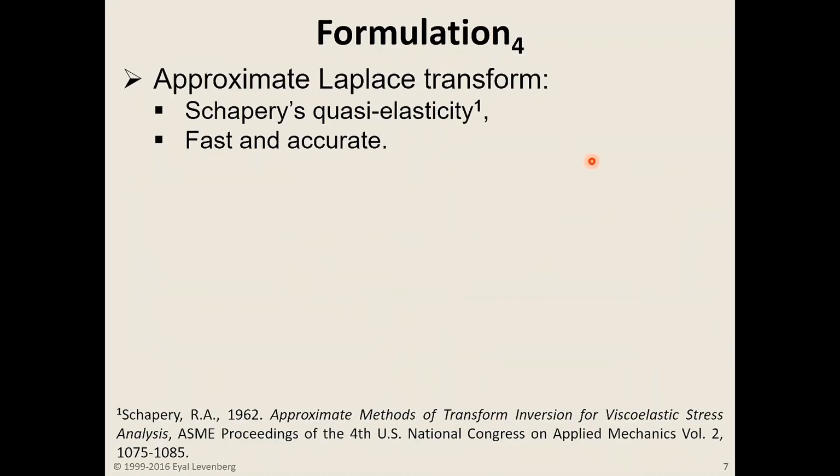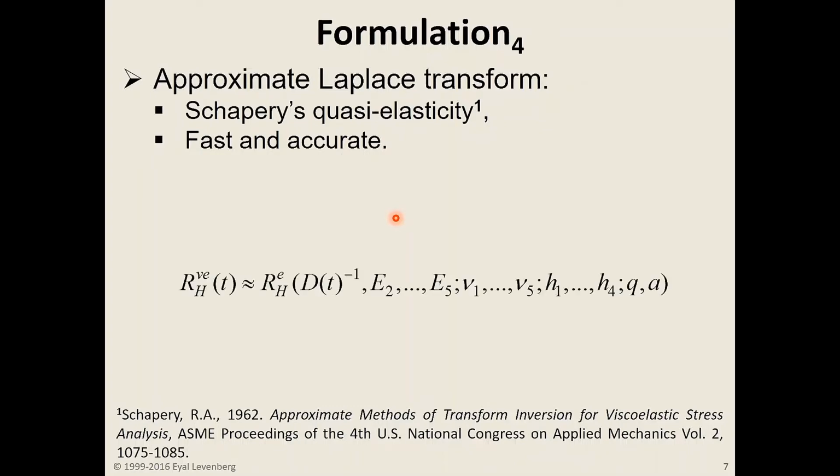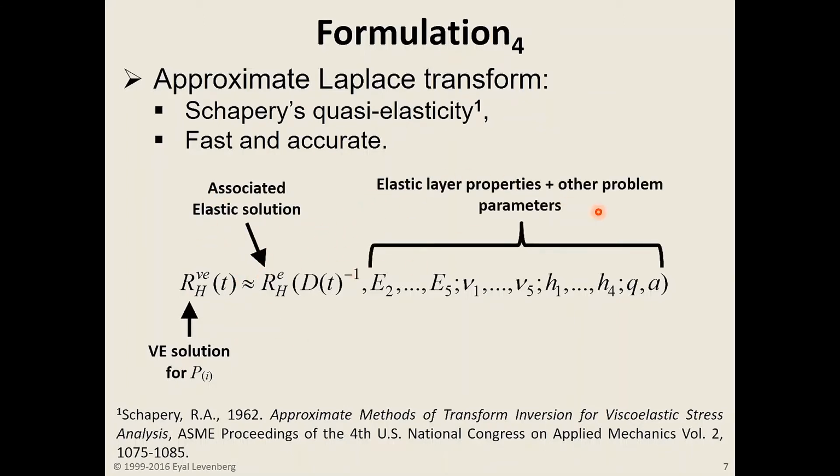In order to solve the layered system, an approximate Laplace transform technique was utilized. It is called the Schapery quasi-elastic approximation. It was verified to be accurate enough and fast. The idea is that the viscoelastic solution for one of the loads applied is really equal to the associated elastic solution, where you have all the elastic properties and other parameters, but the reciprocal of the viscoelastic creep compliance is utilized in place of the elastic modulus of the top layer. Here we have the viscoelastic solution for a step load, and here we have the associated elastic solution for a step load.